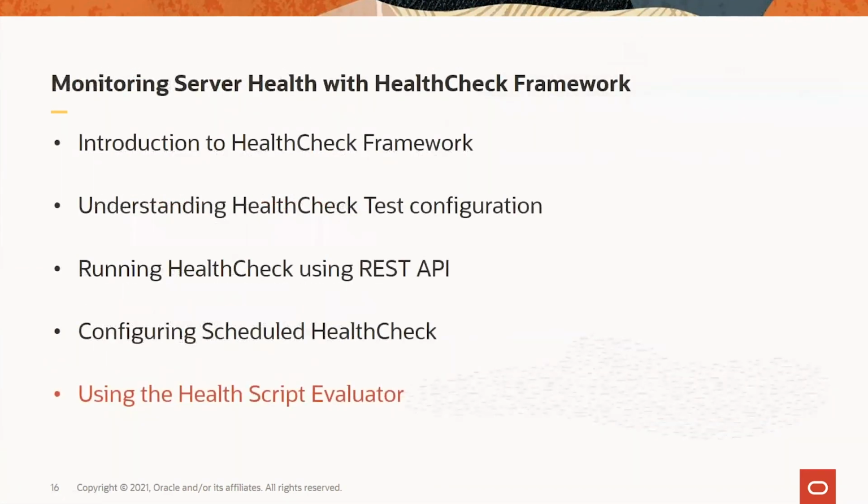Moving further, we have a tool like the health script evaluator. The health script evaluator tool creates health check tests based on the DMS, the dynamic monitoring system metrics, and evaluates them within the tool. The evaluator tool provides utility functions to extract values from the dynamic monitoring system sensors and variables for capturing these values. Let us look at some of these examples here.